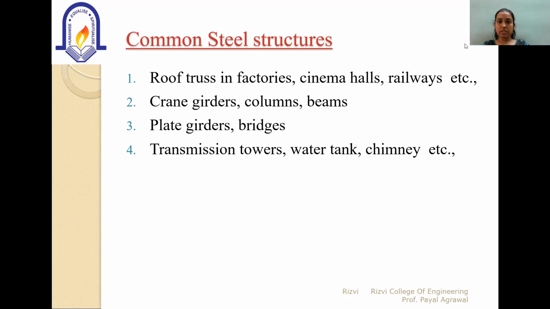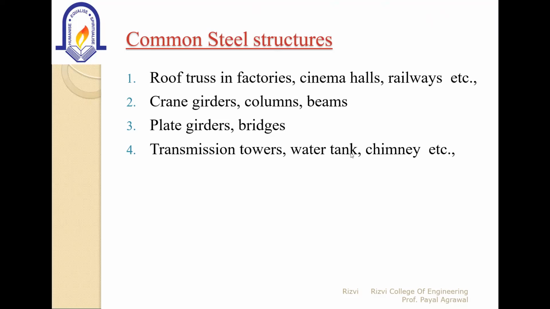So the first important is your roof truss. Where can we use the roof truss? Roof truss can be used in factories, cinema halls as well as the railways. You have mostly seen it in the railways, the railway sheds, even at all the railway stations in Mumbai, all the local stations; the roof truss is there. There are different types of truss, that is the fink roof truss, the Howe truss. So there are different types of trusses that are being used on the railway stations.